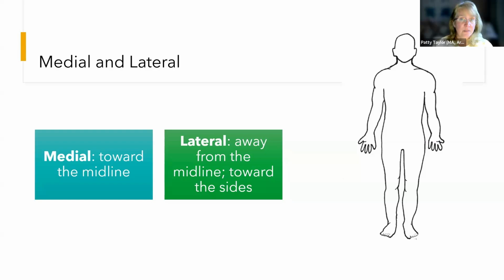Lateral means toward the sides or away from the midline. So if you're looking at anatomical position, we might think of our shoulders as being lateral. Our breastbone, or sternum, for instance, is considered to be medial.